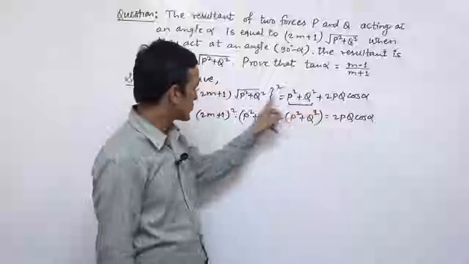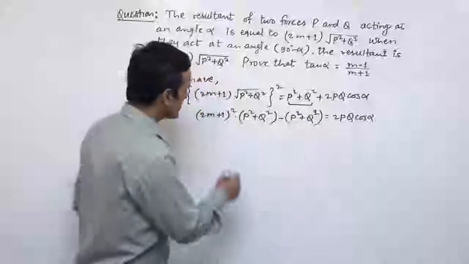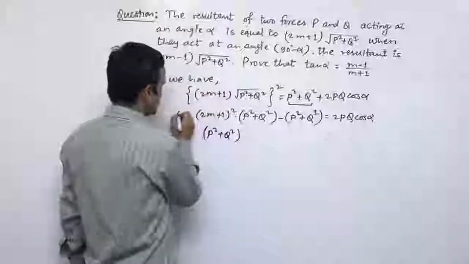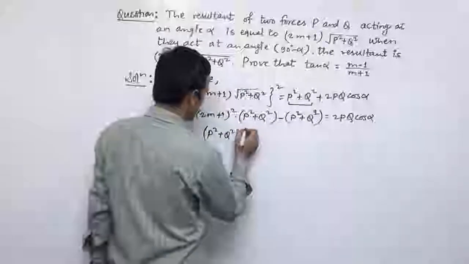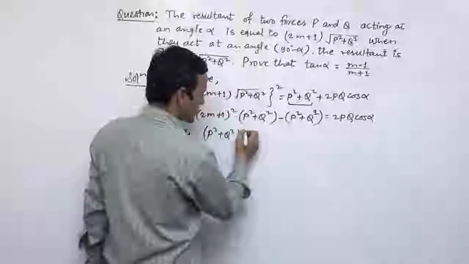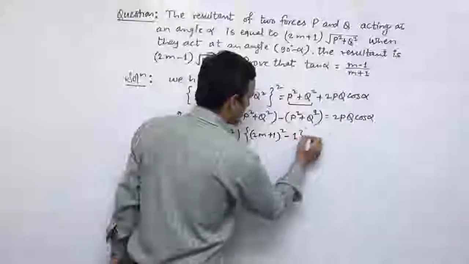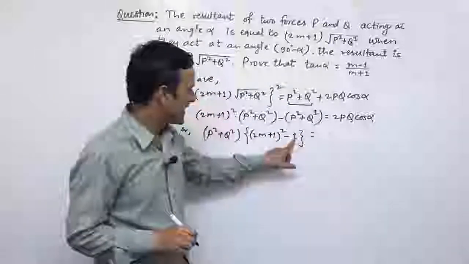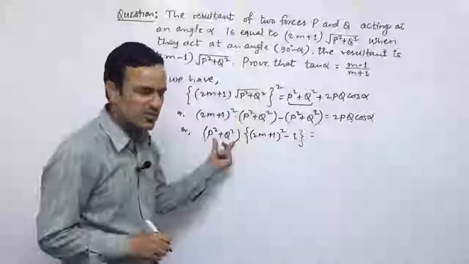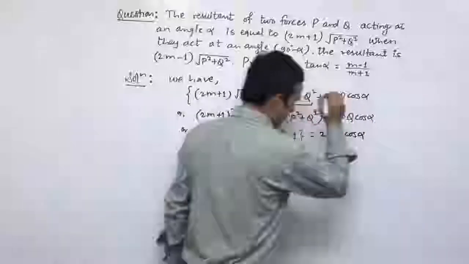So this term goes to this side, and now we can take common. This and this are common, so take out the common p square plus q square. It is 2m plus 1 whole square minus 1 that remains here. So here is 1, here is this term. We have taken out p square plus q square as common, and here is 2pq cos alpha.